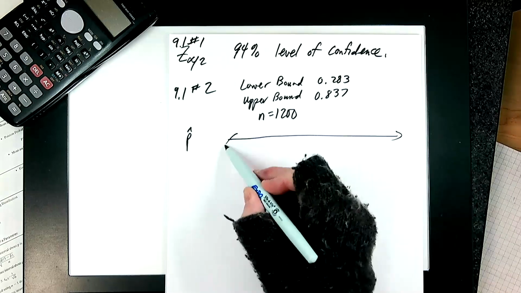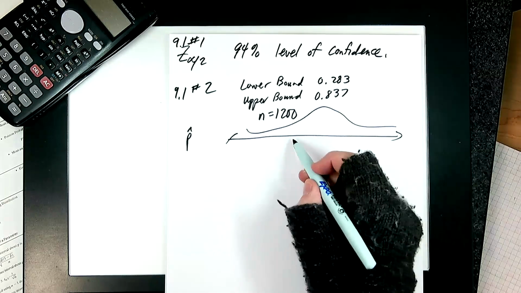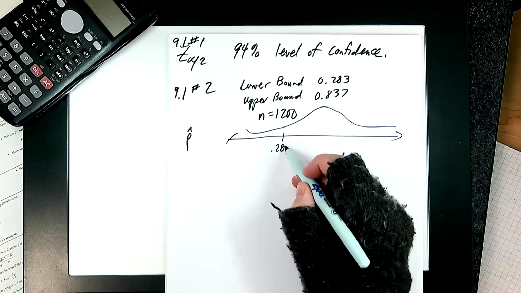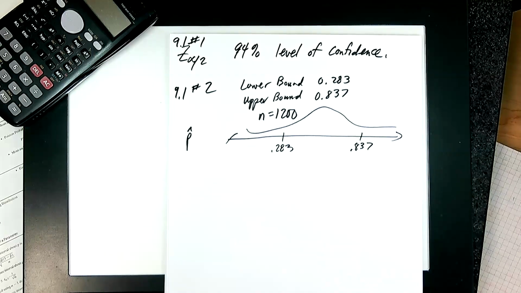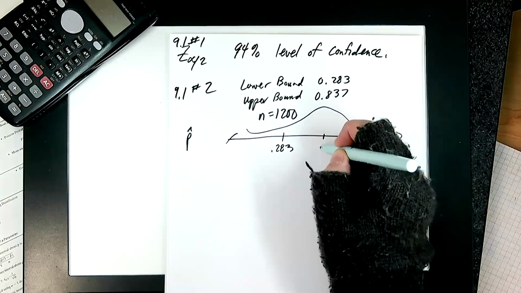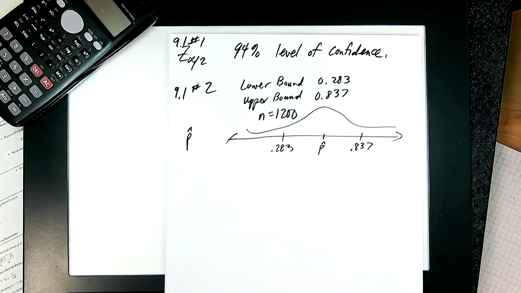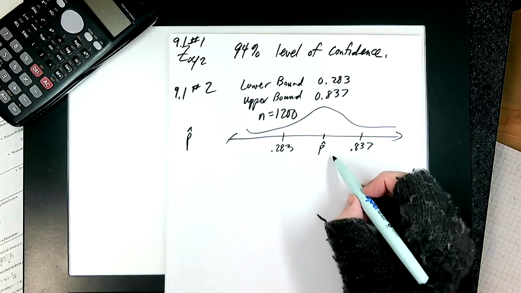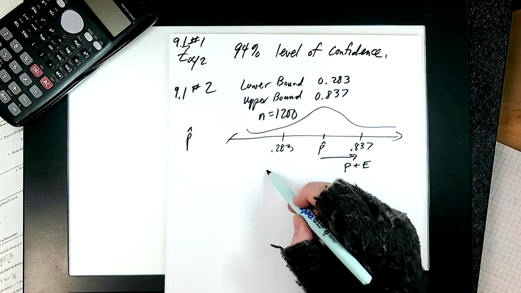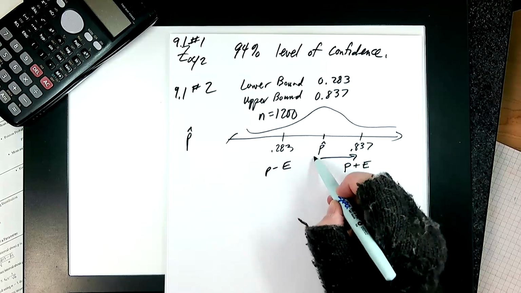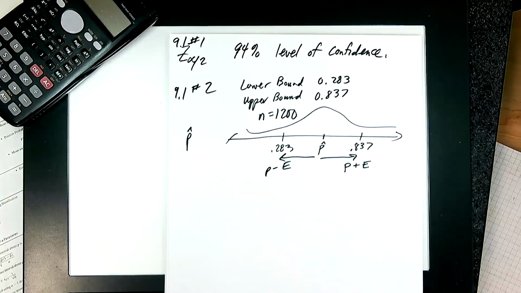If we did that little bell curve, they're saying 0.283 is over here and 0.837 is over here. P hat's always directly in the middle. This is going over here. This is P plus the E. This is P minus the E going over here. So first off, they're probably going to ask me to find P. They said find the point estimate.